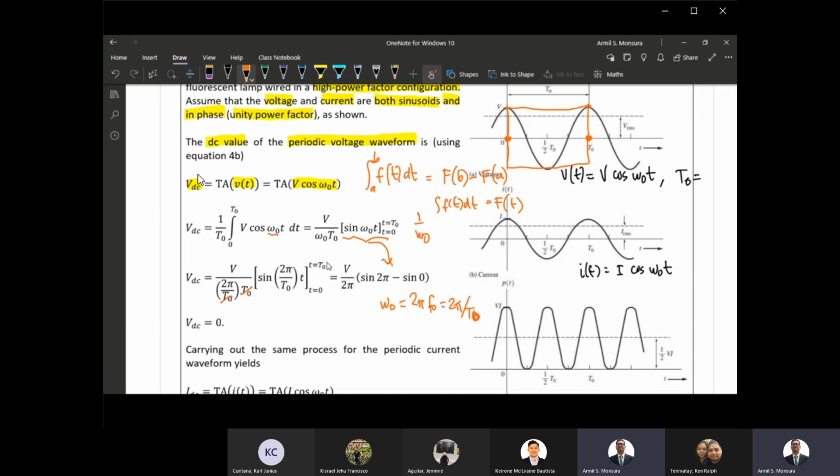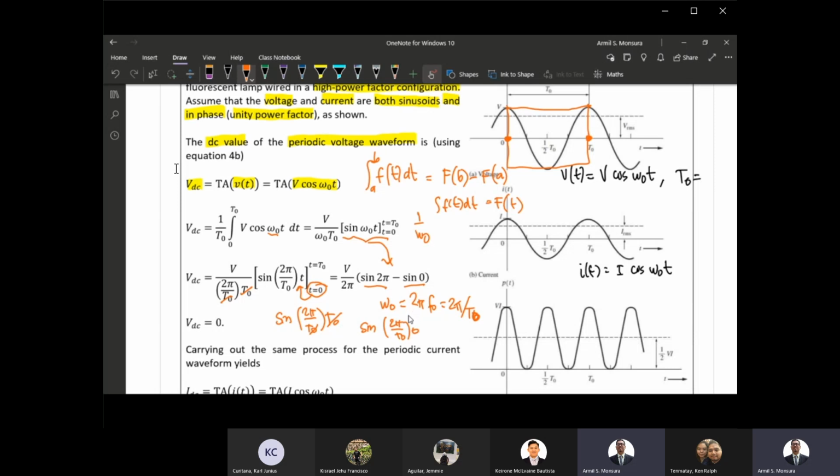Ngayon, pag sinubstitute ko ngayon ito, dun sa t dito, that becomes sine of 2 pi t0 times t0. So magka-cancel out yung dalawang to, which leaves it at sine of 2 pi. While, pag sinubstitute ko naman, si t0 dito, simply, that becomes sine of 2 pi over t0 times 0. So, yung product nito is 0. So, magiging sine of 0 na lang siya. Okay?